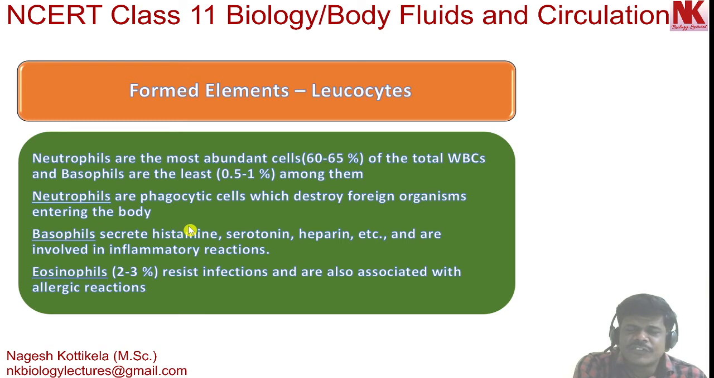Among the 5 different types of leukocytes, neutrophils are the most abundant cells. Very important question. 60 to 65% of leukocytes are neutrophils. And basophils are the least among leukocytes, 0.5 to 1% of WBCs.